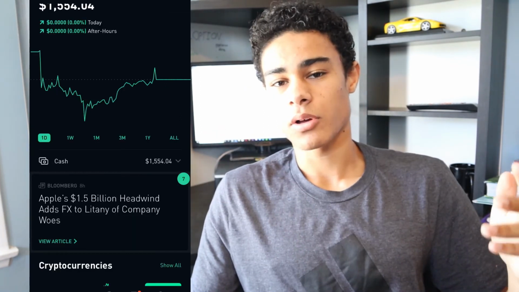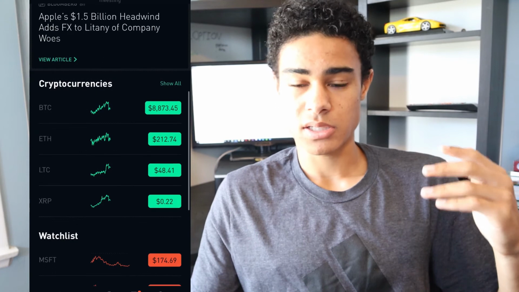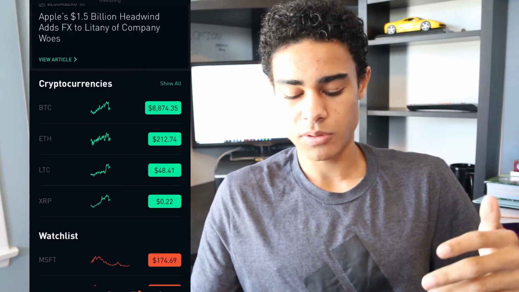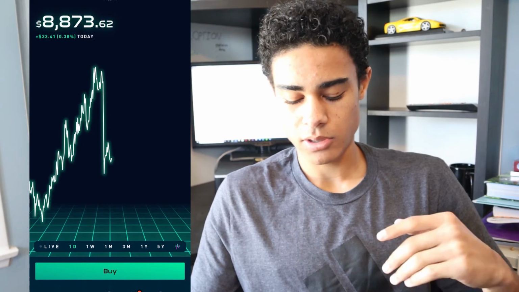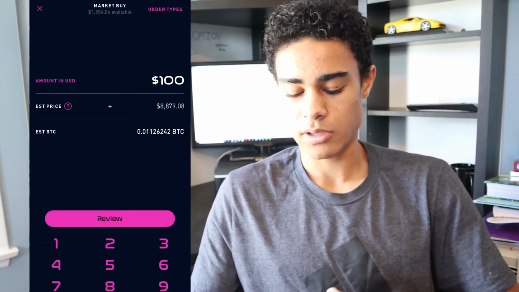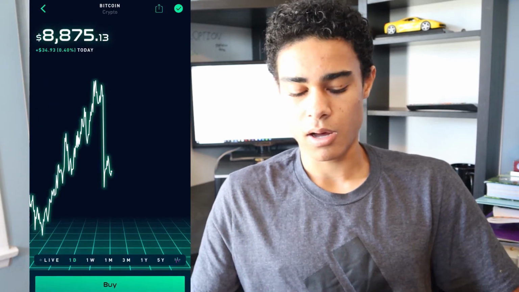So that is pretty much all you need to know when it comes to buying and selling stocks on Robinhood. It's very, very simple. It's pretty easy. If you wanted to do Bitcoin, you could do it the same exact way. You could go ahead and click buy. You could input how many dollars you want, and it'll tell you how much Bitcoin you'd get.